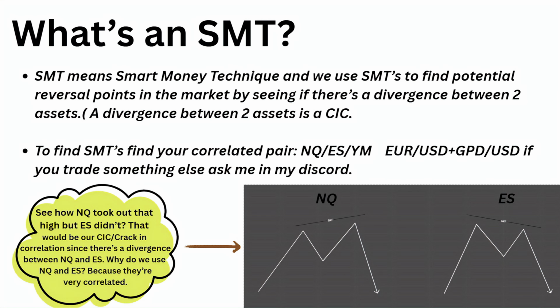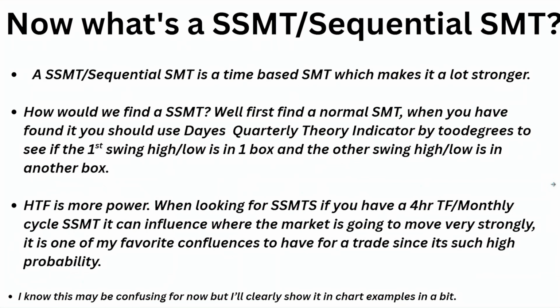And why do we use NQ and ES and YM, and Euro/USD and Great British Pound/USD? Because they're correlated pairs. If there's a divergence, there's a high chance that price will reverse there instead of just continuing. Now, what's a sequential SMT, or SSMT, as a lot of people call it?